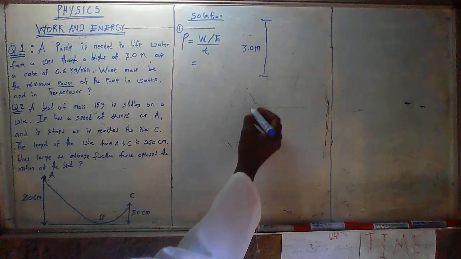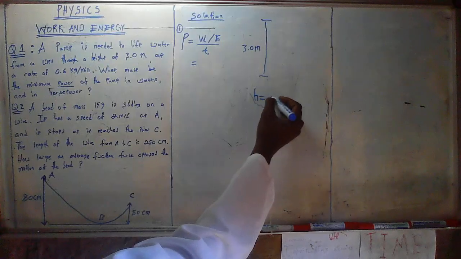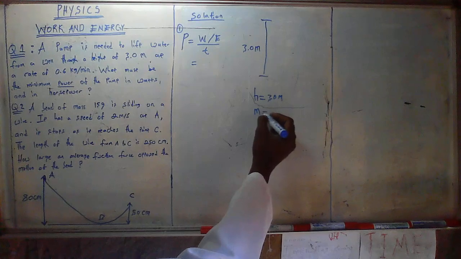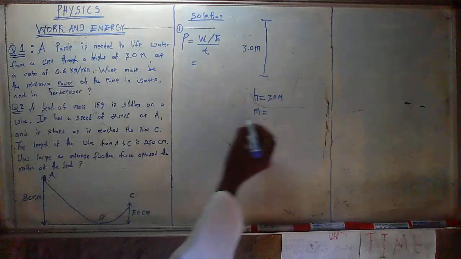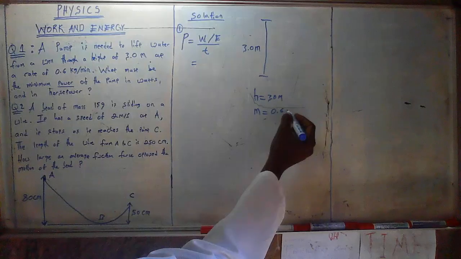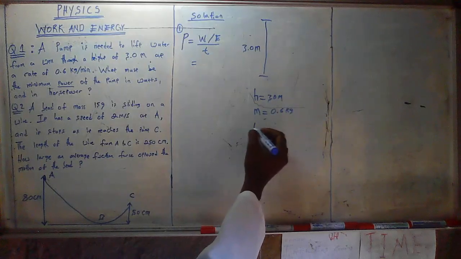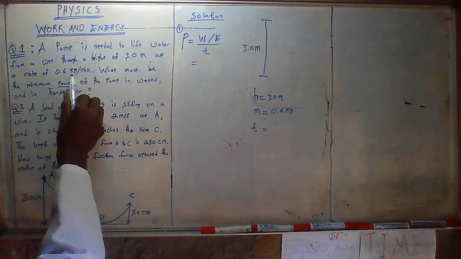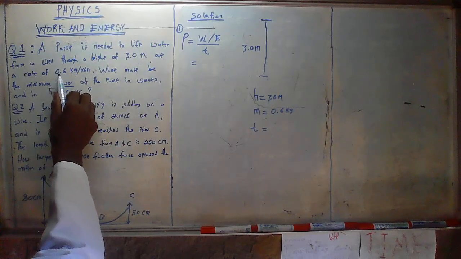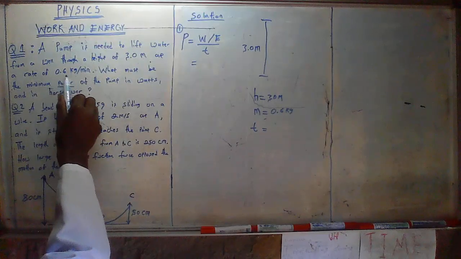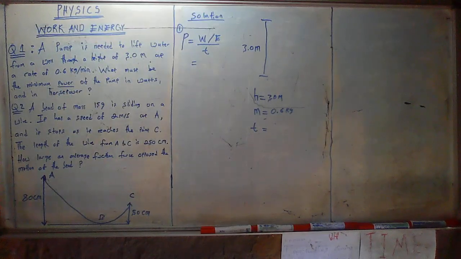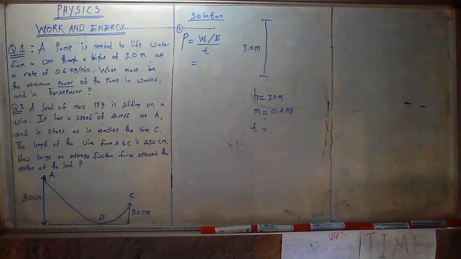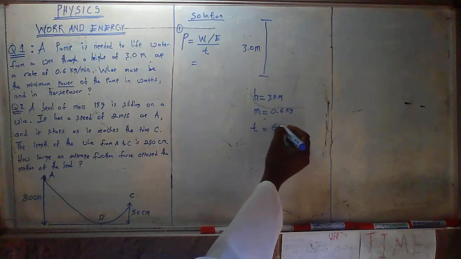Meaning that we have height as 3 meters. What about the mass? The mass we have here, which is 0.6 kg. What about the time? From this we are able to get the mass and the time. So 0.6 kg of water is being pumped per minute. But time is supposed to be in seconds, so 1 minute is equal to how many seconds? 60 seconds.